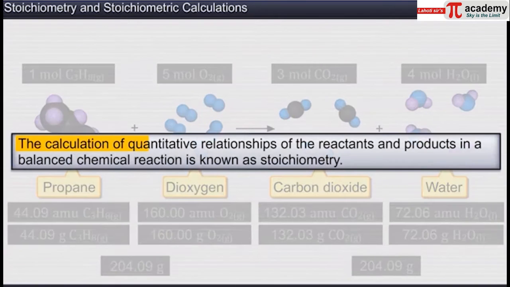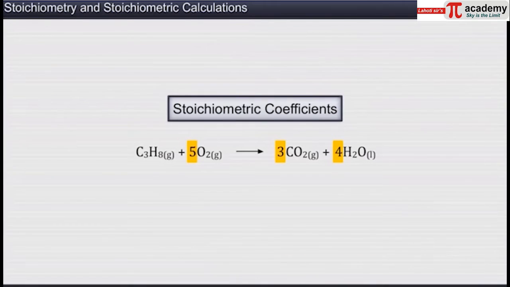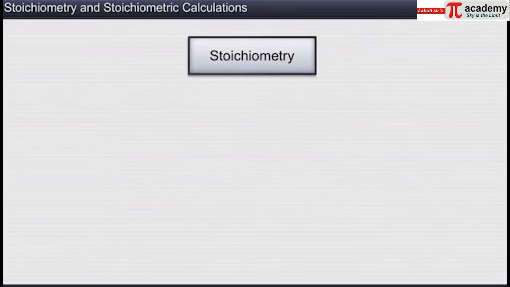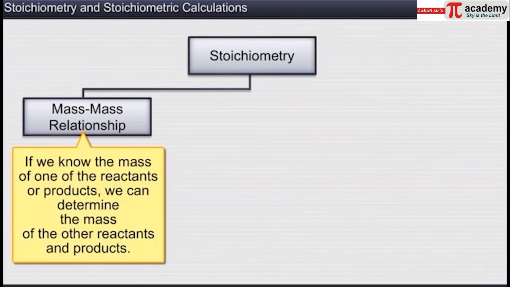The calculation of quantitative relationships of the reactants and products in a balanced chemical reaction is known as stoichiometry. The coefficients in a balanced chemical equation are called stoichiometric coefficients. Stoichiometric calculations help understand the mass and mass relationship. This means that if we know the mass of one of the reactants or products, we can determine the mass of the other reactants and products.